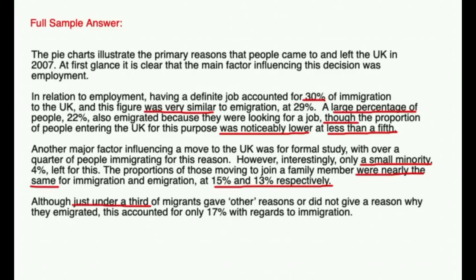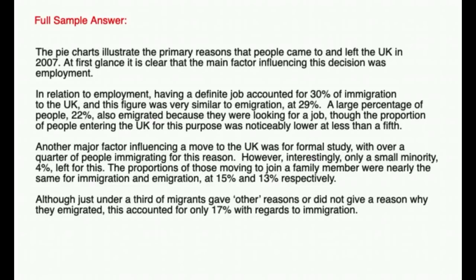That's just an example of some of the things in there, but you can see overall there's quite a mix of language, so you do have to try and vary your language as you write your pie chart, because the examiner will be looking for this.